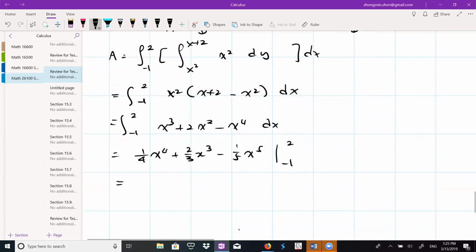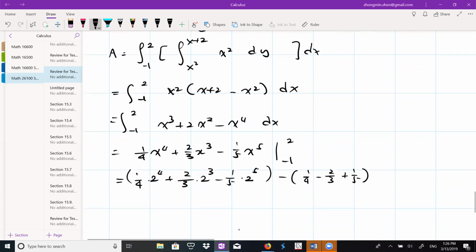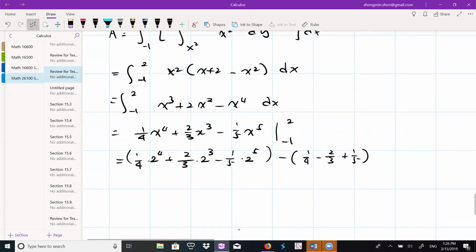All right. So let's look at this. Okay. 2 to the fourth power, 2 over 3 times 2 cubed, minus 1/5 times 2 to the 5th. Okay. Well, it's a little bit difficult, right? And I have to put a negative sign here for -1. So you have to simplify this part. Okay. Yeah, let's do some calculation of this. I hope we can do that, right?